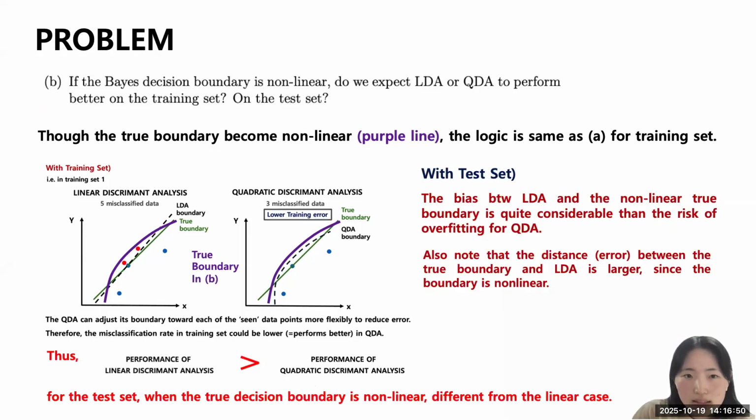However, in the test set, for a nonlinear true boundary, the bias between LDA and the true boundary is much larger than the potential overfitting risk of QDA. So QDA actually performs better here as well. The gap between the true boundary and LDA's linear one is significant, meaning LDA can't generalize well when the true boundary is curved.